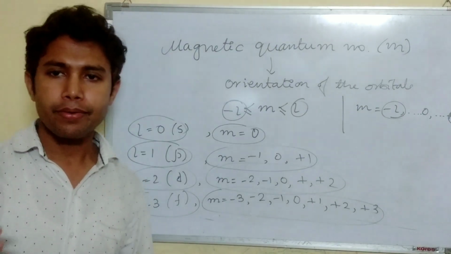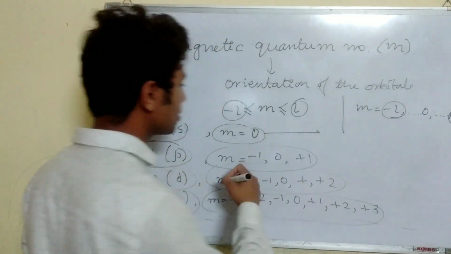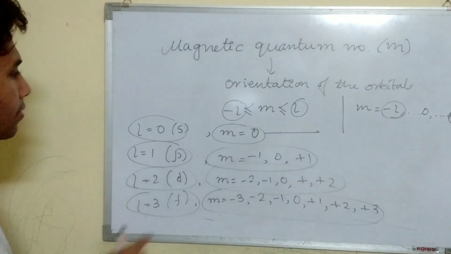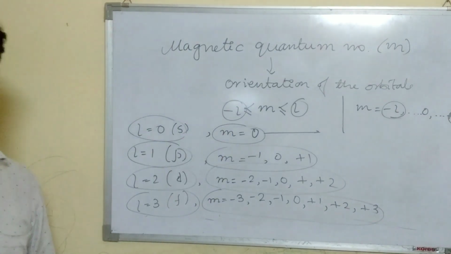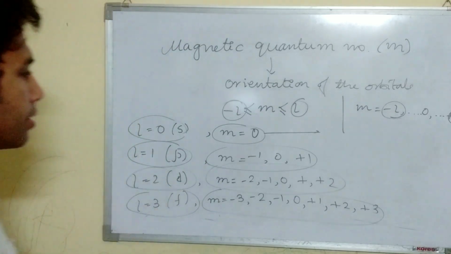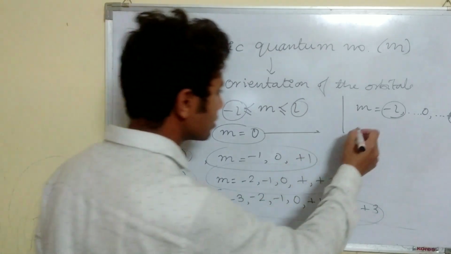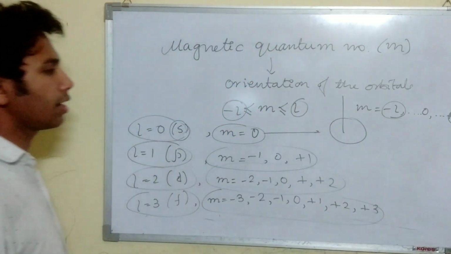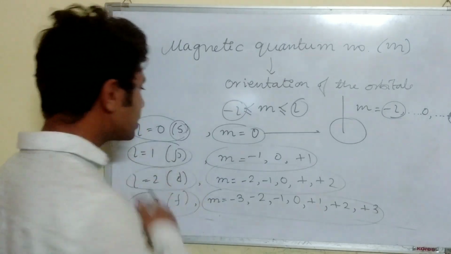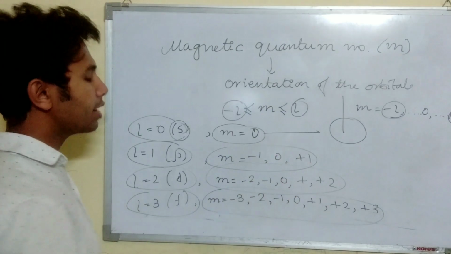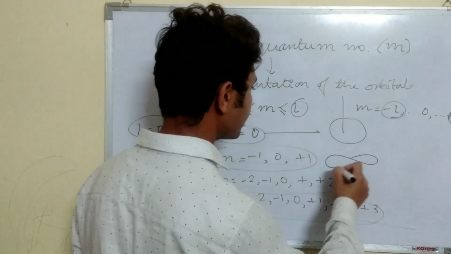Means what idea we'll get from the values of M is that M is equal to 0 means for S there is only one value of M, means only one type of orientation is possible for the S subshell, which is almost spherically symmetrical. For the P subshell, we'll get three different types of orientations whose shape is dumbbell shape.